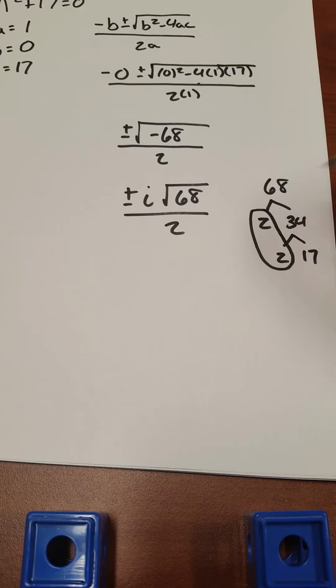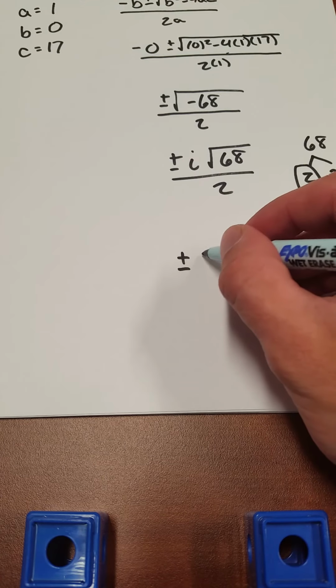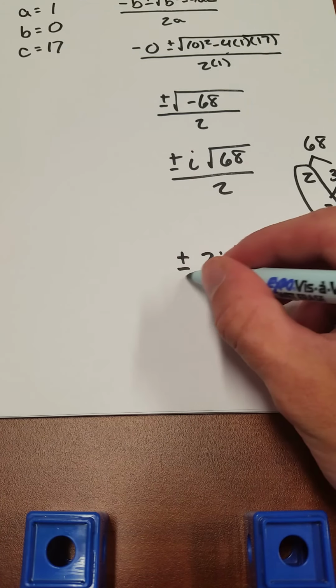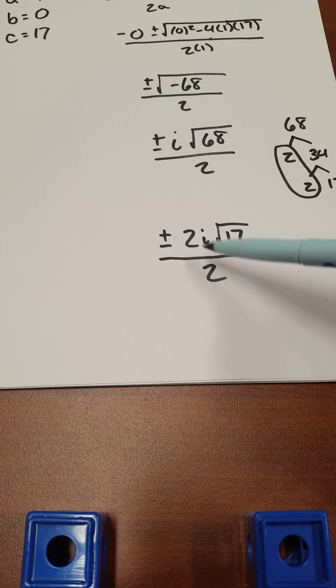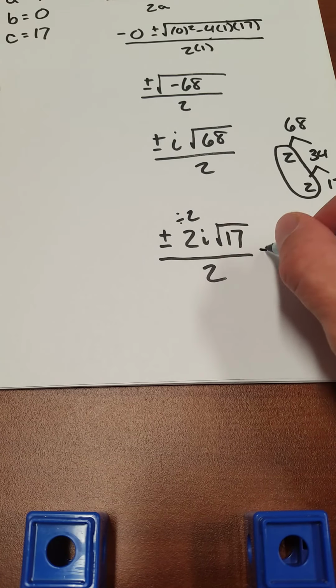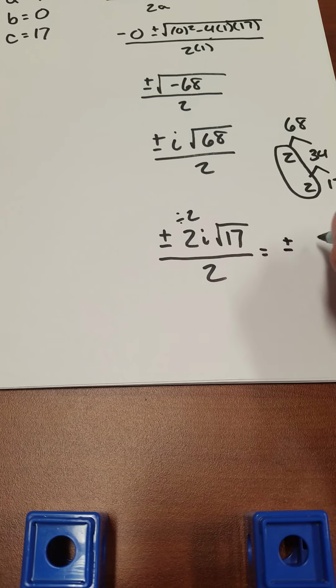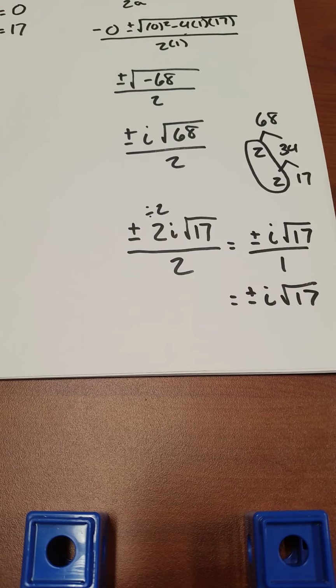Circle your pairs. The 2's pair up, so that means they get to come out. The 17 has to stay underneath. So I have plus or minus 2i square root 17 over 2. Now we actually need to go one step further. Always check your numbers on the outside of the square root. You can see that there's a 2 out here and there's a 2 there. Both of them are divisible by 2, so I'm actually going to divide both of them by 2. So 2 divided by 2 is 1, so you get plus or minus 1i, square root of 17 over 1, and you can just leave that as plus or minus i square root of 17, and that would be your solution for this problem.